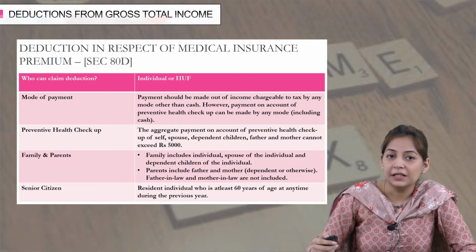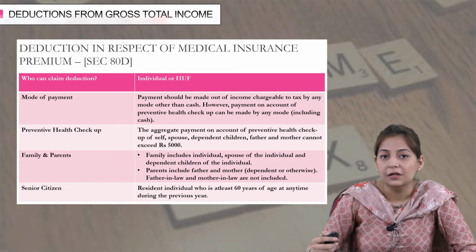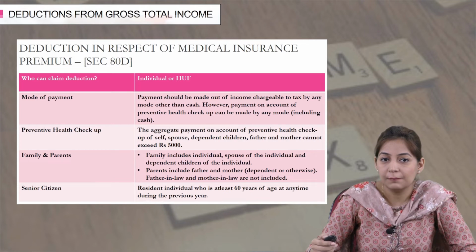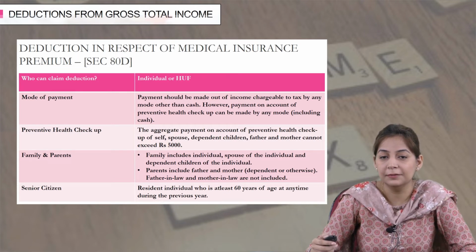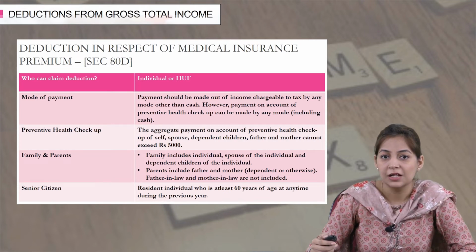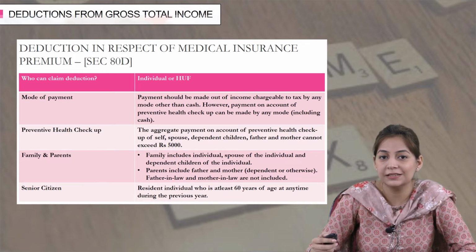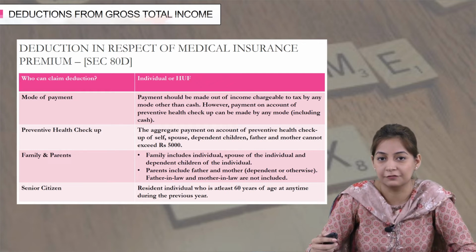So, in 80D, what we have to consider, we are going to divide this deduction that can be claimed by an individual into two categories, family and parents. When we talk about family here, it means the individual himself, spouse of the individual and dependent children of the individual. Please keep this point in mind. Here we are considering only the dependent children of the individual.